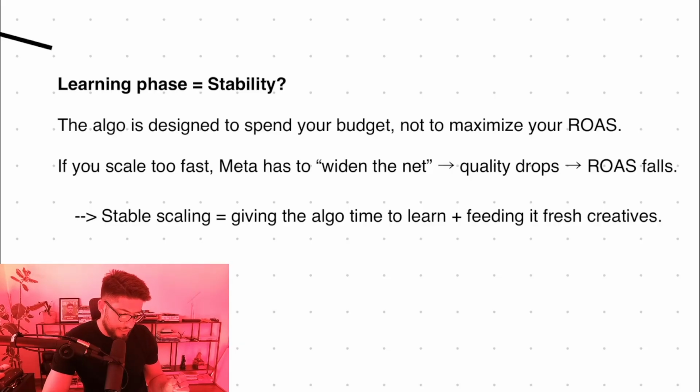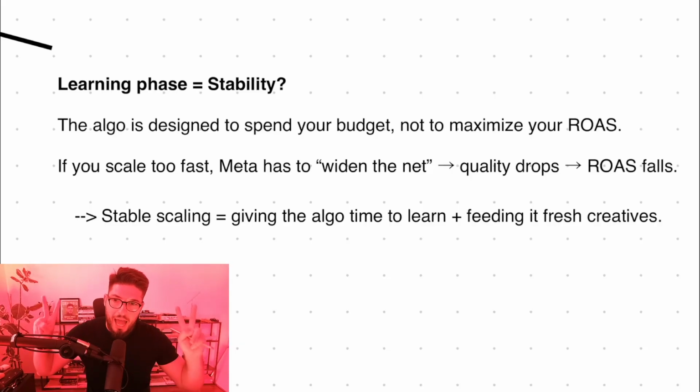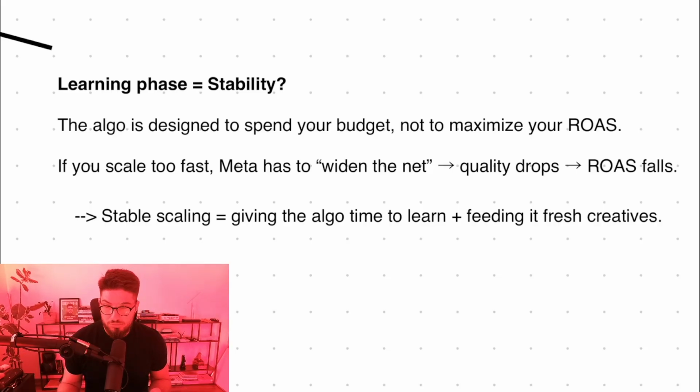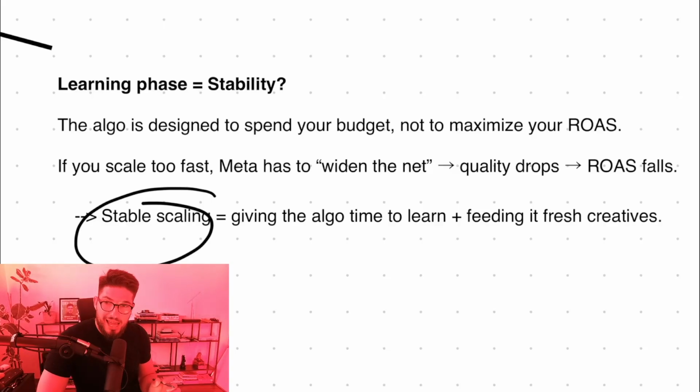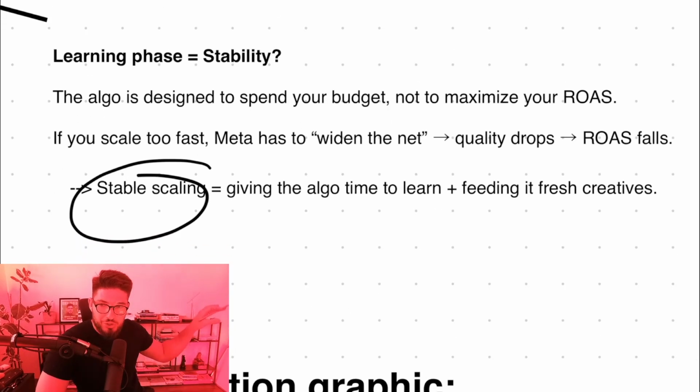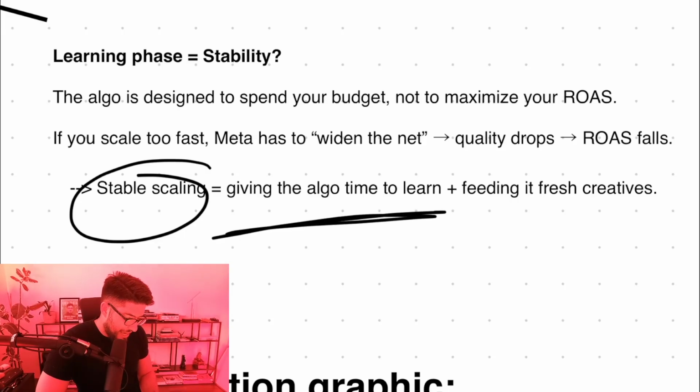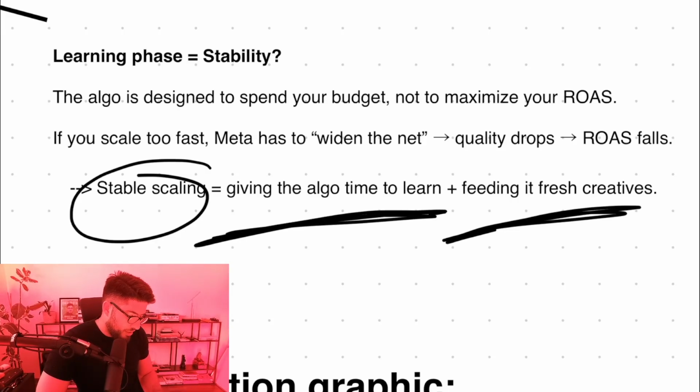What happens here is that Meta has to start reaching unqualified audiences. So very open audiences where the quality is going to drop. They're not going to be high estimated action rate users, and the ROAS is just going to go down, okay? So stable scaling is usually what we look for, unless we're doing intraday scaling, that I will also talk about in 4 minutes. You want to give the algorithm time to learn, and you want to also feed it with fresh creatives, and of course, good creatives.